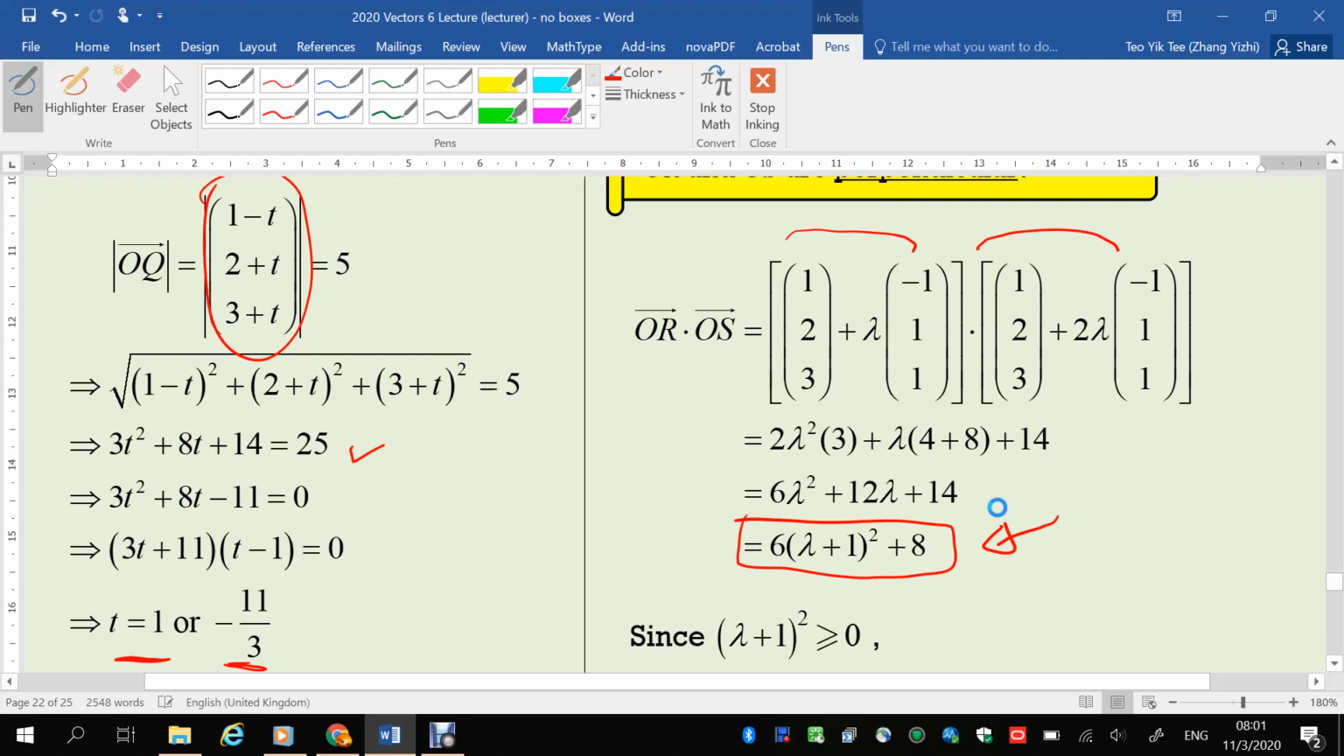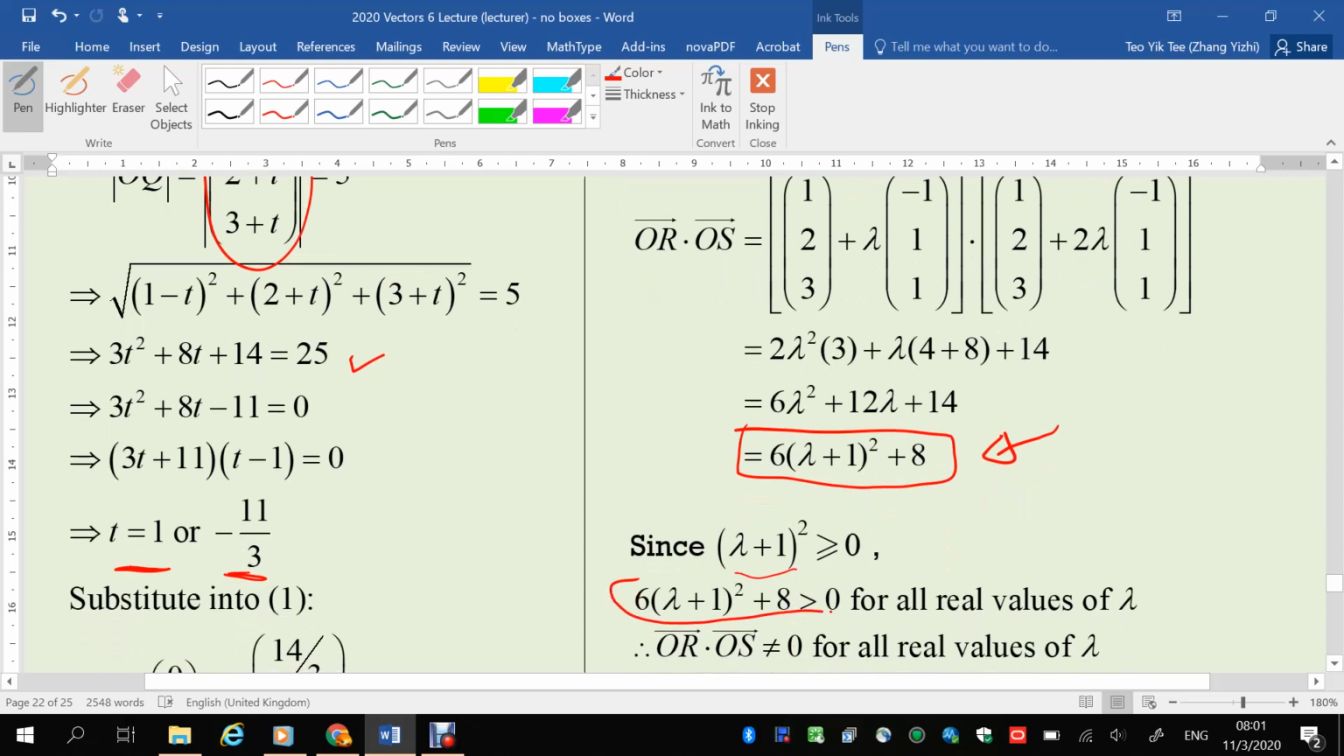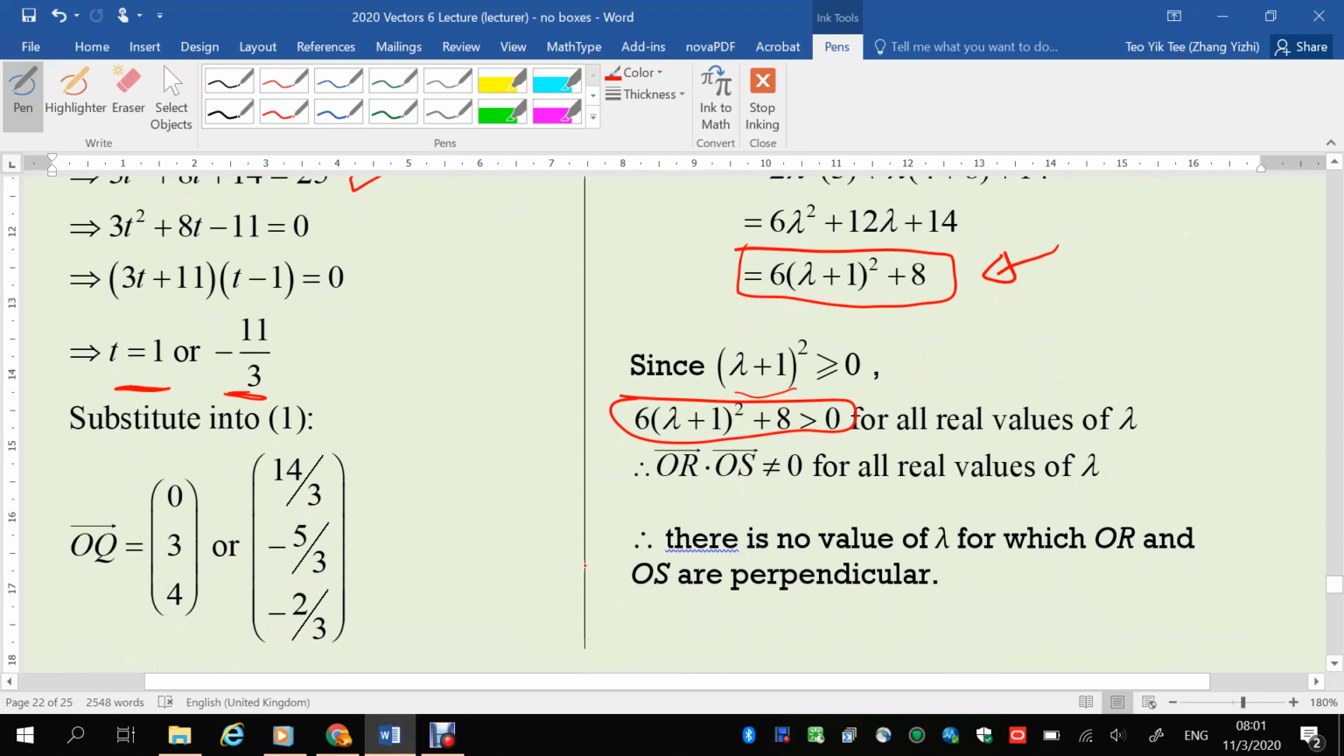Can OR·OS possibly be equal to 0? If you go through completing the square, you realize that (lambda + 1) squared is always greater than or equal to 0, and hence this whole expression must be greater than 0. There is no way that it can become 0, and from there you can conclude that there is no value of lambda for which you can make OR and OS perpendicular.